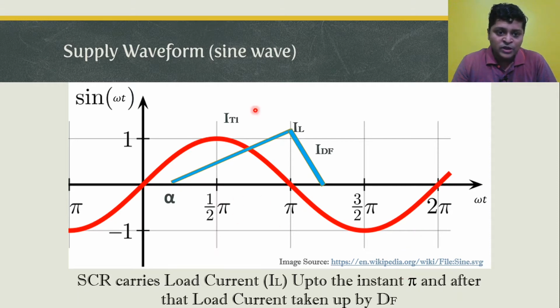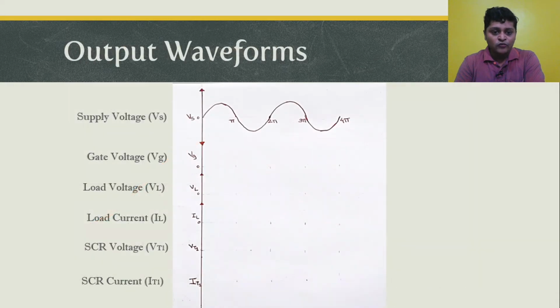So from alpha to pi, the current was carried by the thyristor, and from pi until removal of all the charges across the load, the current was carried by the freewheeling diode. So we will try to understand this by using the output waveforms as well. Let's start with the output waveforms.